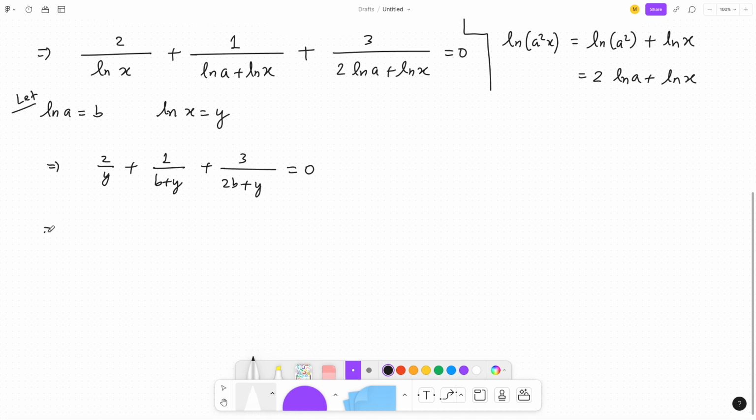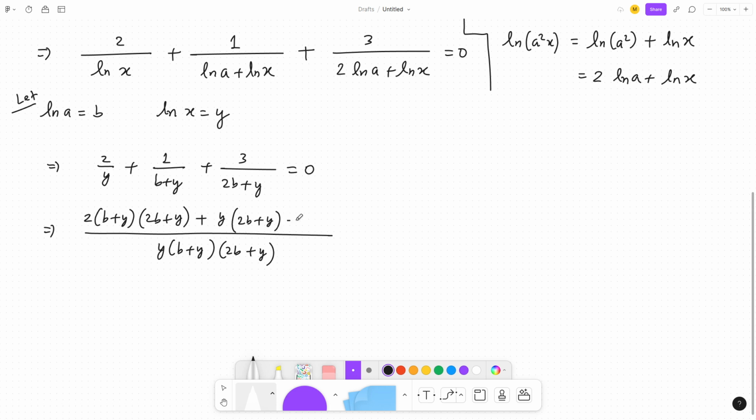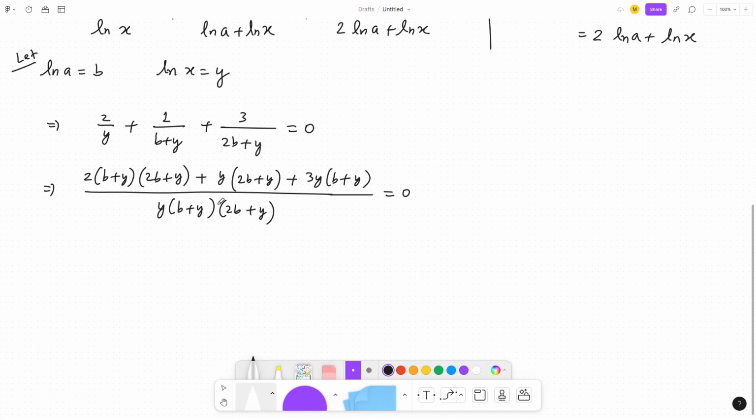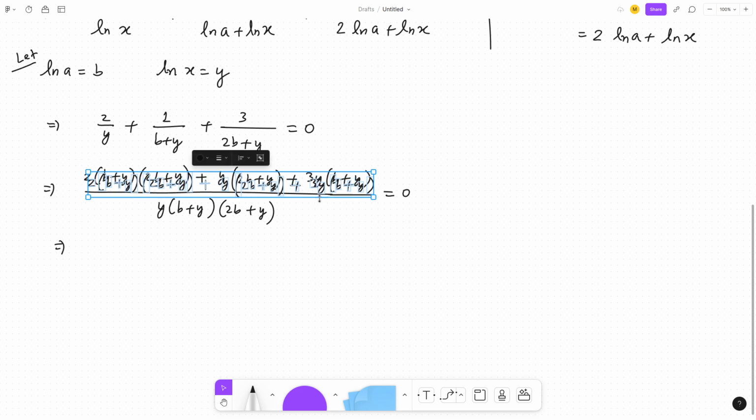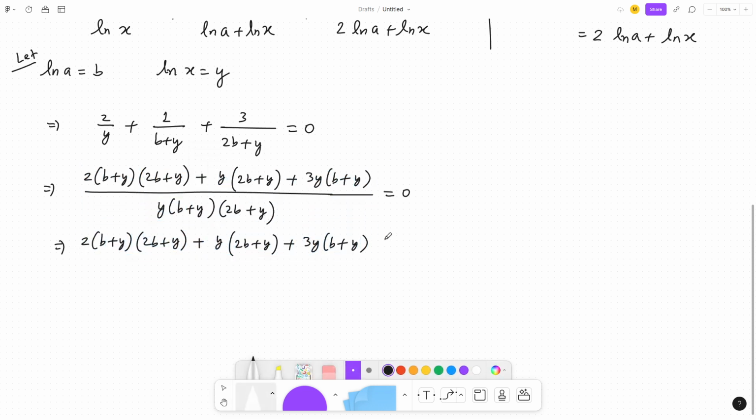Now we have to manipulate this expression. If you notice here, we can take the LCM as y times b plus y times 2b plus y, and this can be written as 2 times b plus y times 2b plus y, plus y times 2b plus y, plus 3 times y times b plus y. This is equal to 0. The denominator is obviously non-zero, so we can just cross multiply this. So finally our expression, I'll just copy this part and paste it over here. This is equal to 0.